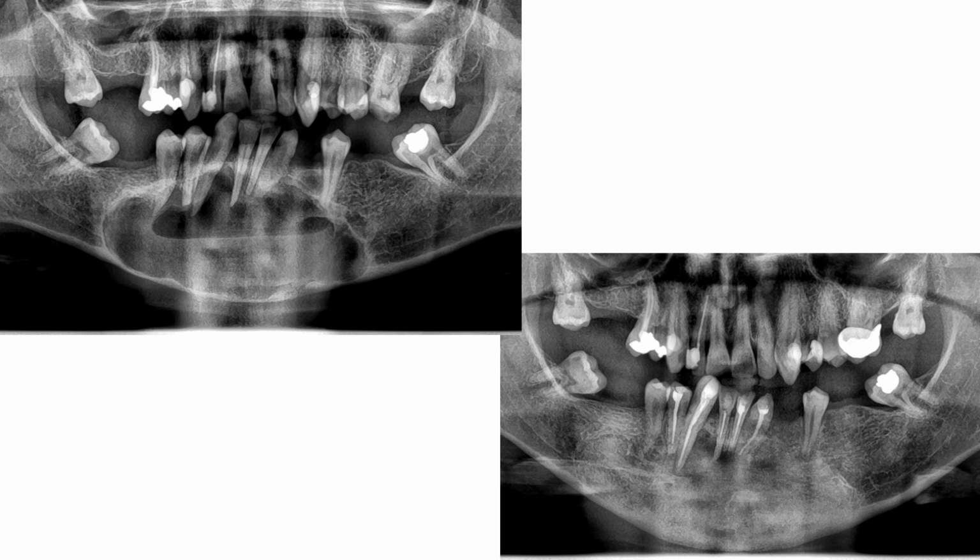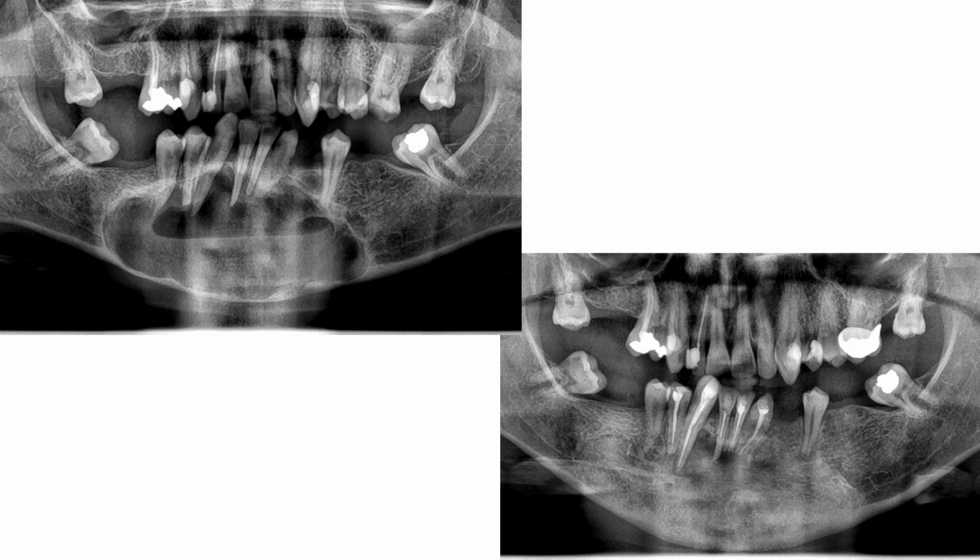So it's imperative to use the apex locator to get the area of termination of my endo treatment. After 18 months, you can see the healing, which was quite nice, but it made me feel not very happy.